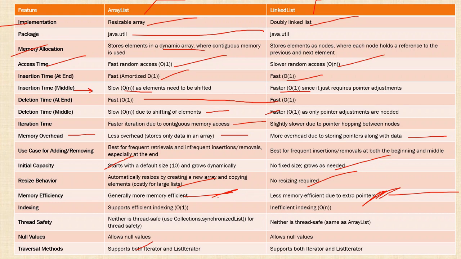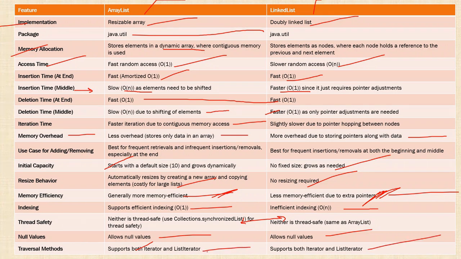So memory-wise LinkedList is not good, but performance-wise it is very good if you are doing insertion and deletion in between your collection. Indexing: ArrayList supports efficient indexing, order of 1, while LinkedList has inefficient indexing, order of n. Thread safety: both are not thread safe, because both are non-synchronized. In ArrayList we can store null values, and in LinkedList we can also store null values.